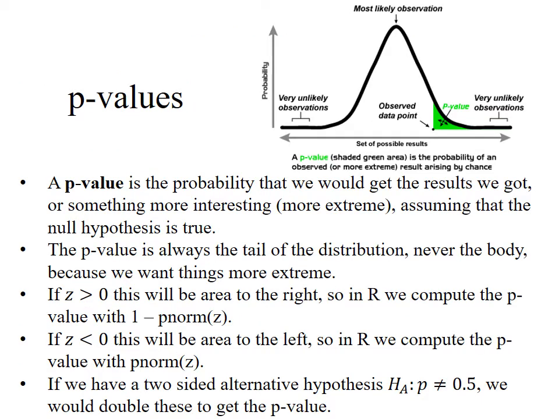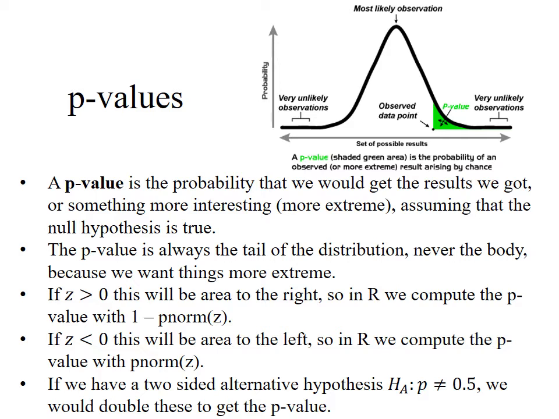Now, p-values are important. They're vital. They're awesome. They're fantastic. They're the center of this whole hypothesis testing thing. So here are some words that are really important. A p-value is the probability that we would get the results we got or something more interesting, something more extreme, assuming that the null hypothesis is true. I think you should learn those words by heart. That's really, really, really important.